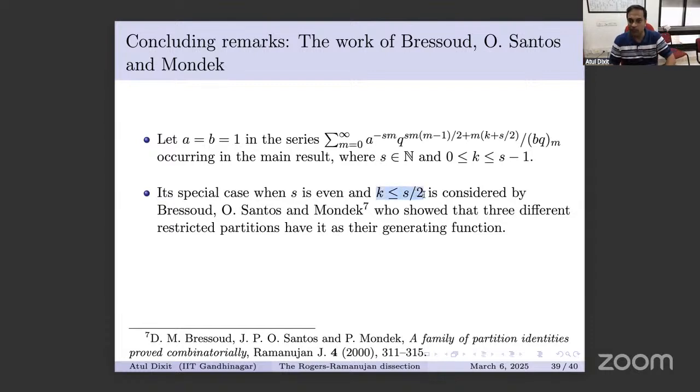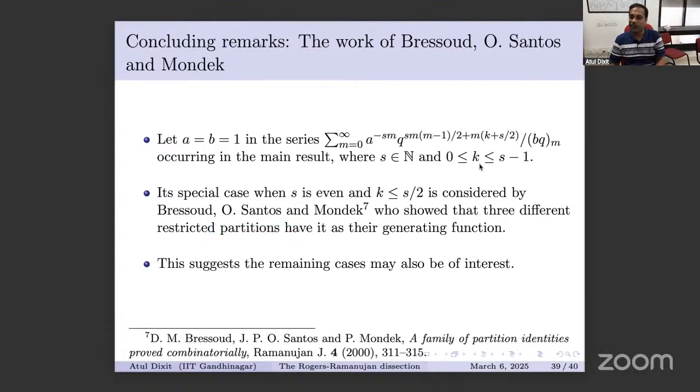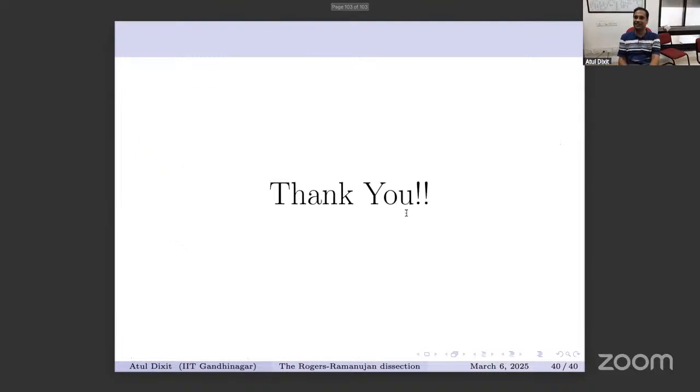When K is less than or equal to s by 2, they have a partition theoretic interpretation for the coefficients of that generating function. The next question is, what about the remaining cases? When K is higher than s over 2, but less than or equal to s minus 1, you have the corresponding series, put A equal to B equal to 1. It is also something which comes up in this nice result wherein you have connection with the theta functions. But is there any partition theoretic interpretation of that? Do there exist interesting restricted partition functions coming out of that generating function? That remains to be seen. With that, I'll stop. Thank you.